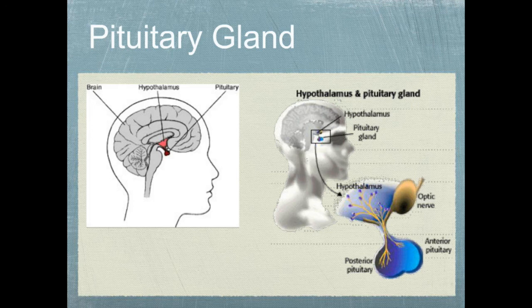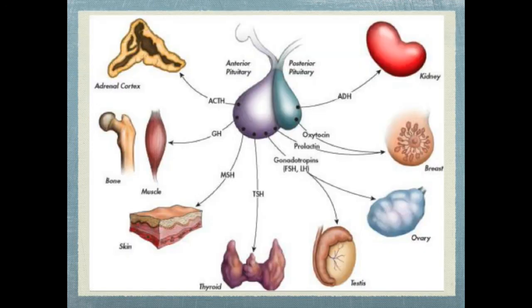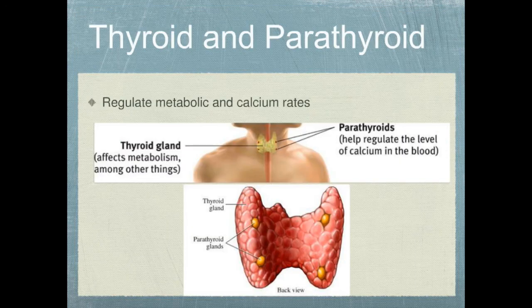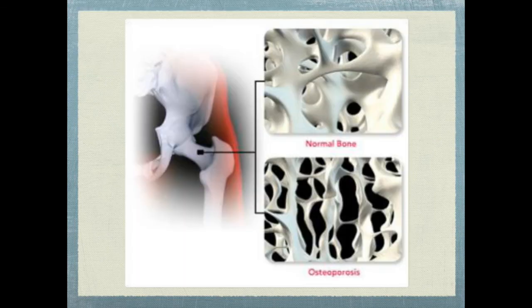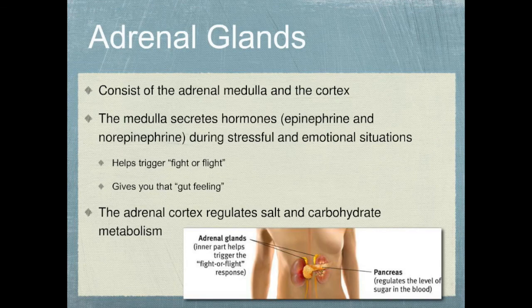So obviously you would think that the thalamus and the pituitary gland have to communicate with each other, which they do. They communicate through the hypothalamus. So the thalamus, the switchboard of the brain, communicates with the hypothalamus, which tells the pituitary gland what to do. Then the pituitary gland tells all the other glandular organs of the body what to do. Thyroid, parathyroid, this involves metabolism. We talked about diet and bone health, not something I think you need to know.